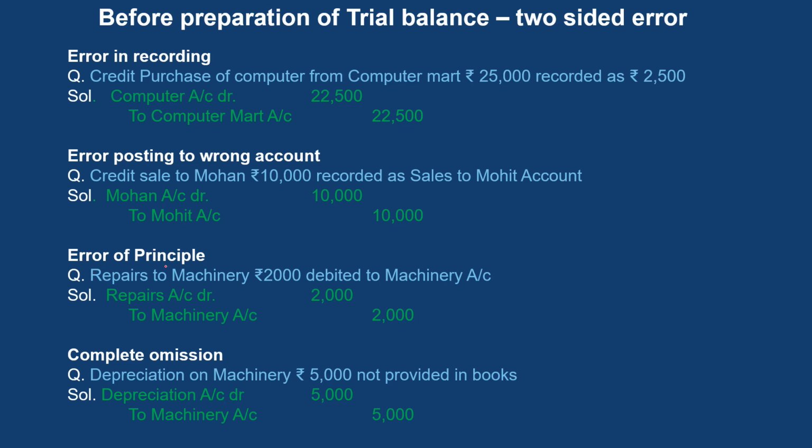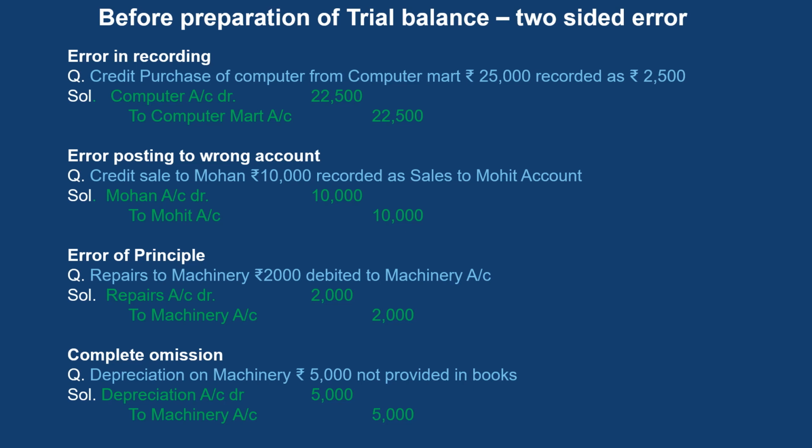Now, going to the next example, error of principle. So when an accounting principle has been wrongly applied and the transaction has been recorded, at that point of time, how do you rectify? Repairs to machinery 2,000 debited to machinery account. So there was a routine repair to machinery. So those routine repairs are revenue in nature expenditure, and therefore it has to be debited to repairs account.